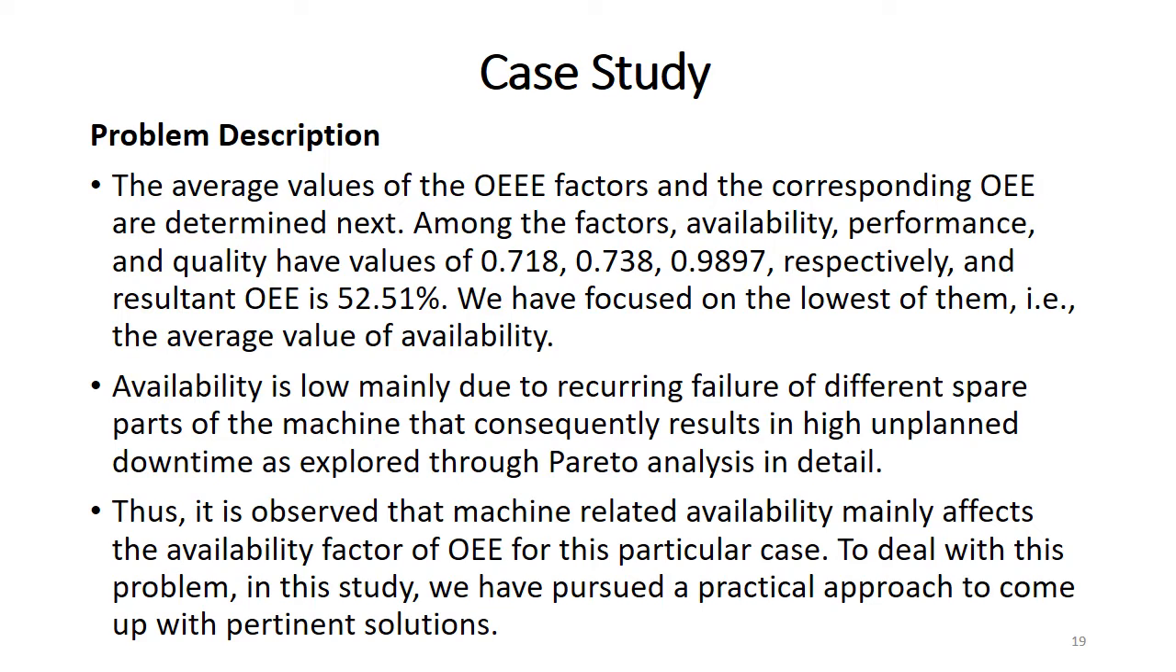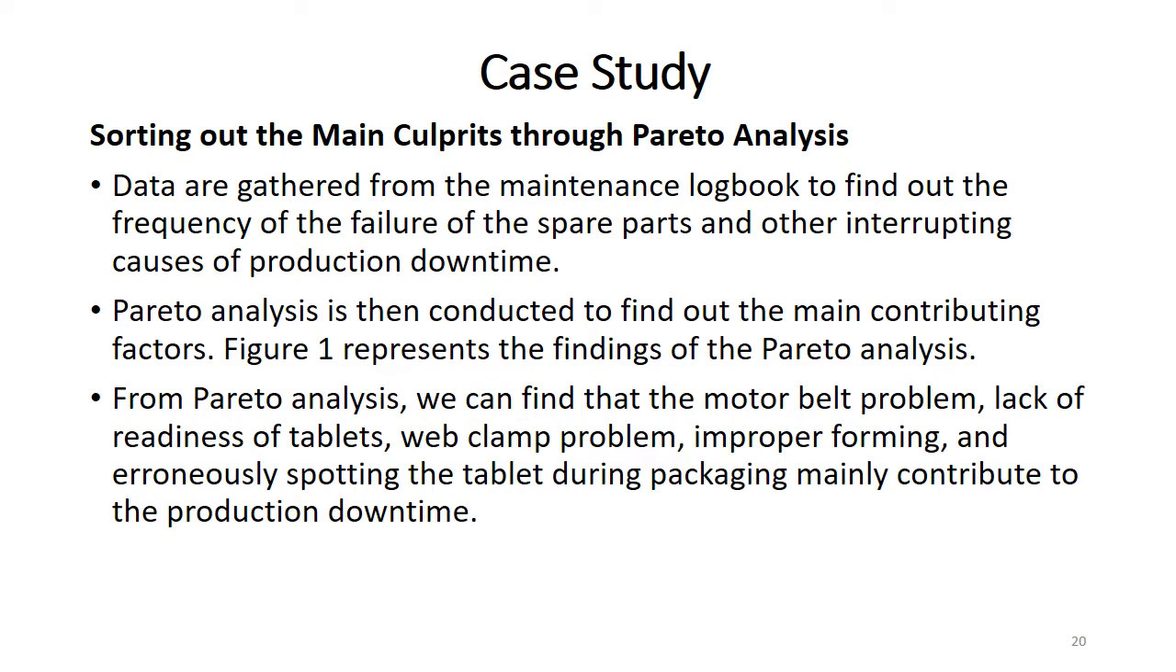And it was found to be due to failure of different spare parts of the machine. So we can conclude that machine related availability is the main culprit behind the low value of OEE of the current system. A Pareto analysis was done to find out the main contributing factors behind low values of OEE. And from Pareto analysis we found out the causes to be motor belt problem, lack of readiness of tablets, web cap problem, improper forming, and many others.